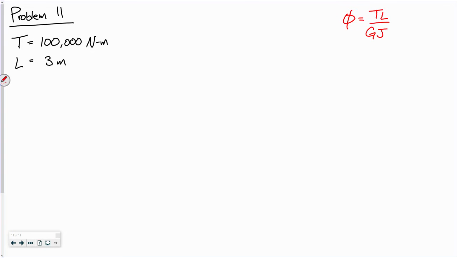So we're going to need two things. We're going to need G and we're going to need J. G is the shear modulus. Okay? Now we were not given the shear modulus, but instead we were given this.